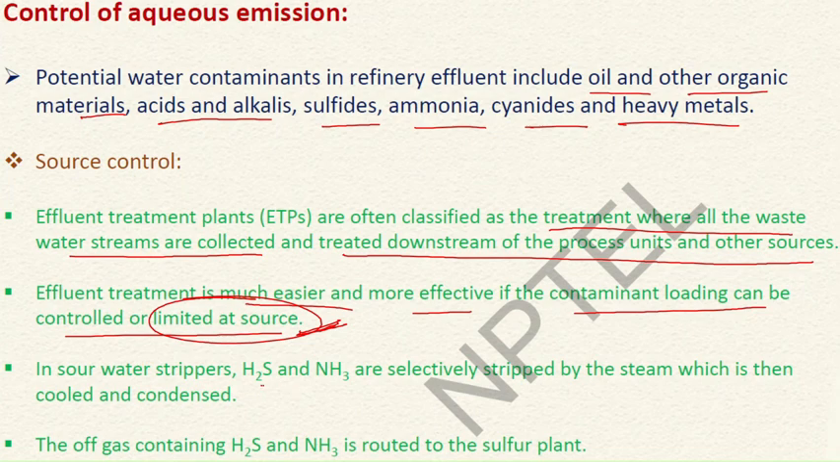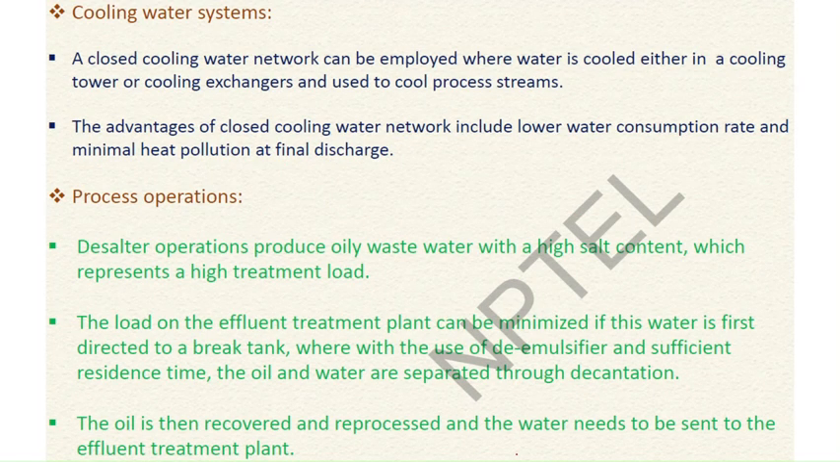In the sour water stripper, H2S and NH3 are selectively stripped by steam, which is then cooled and condensed. The off gas containing H2S and NH3 is routed to the sulfur plant. Cooling water systems: a closed cooling water network can be used where water is cooled either in a cooling tower or cooling exchangers. As we know, in the refinery, cooling is required for the various hot streams.